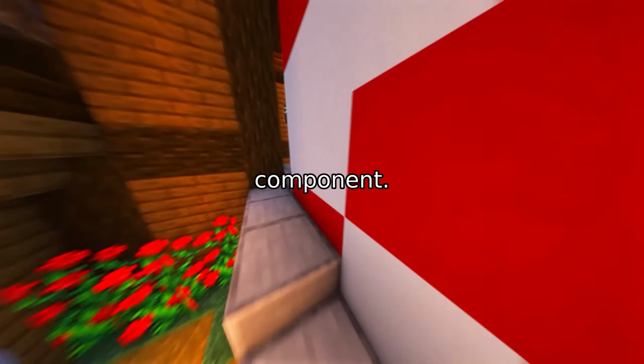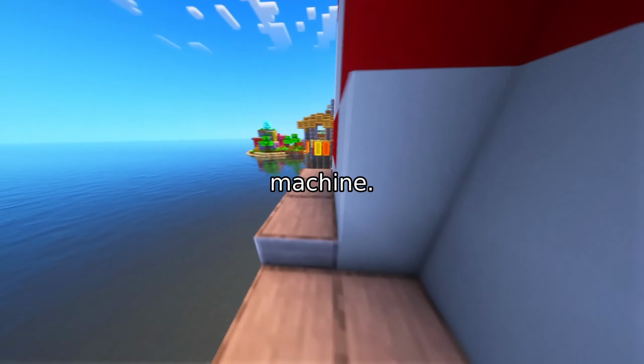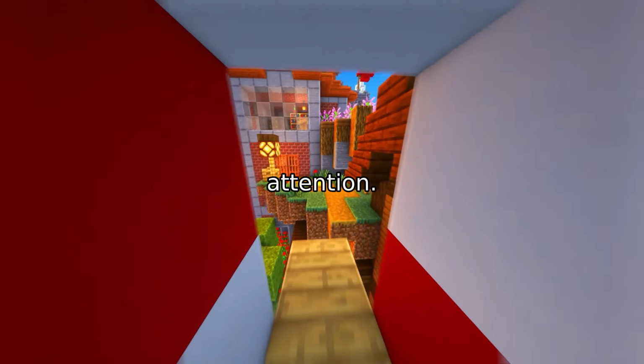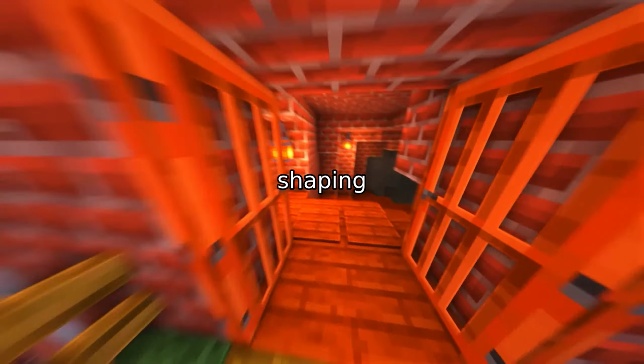Attention isn't just a component. It's the mind of the machine. The future of AI isn't just bigger models. It's smarter attention. And understanding it is the first step to shaping what comes next.